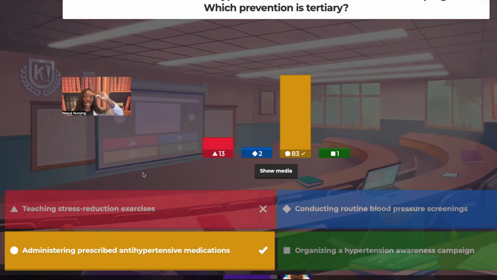Let me tell you, if it's education or it's vaccines, I'm telling you right now, off rip, you don't even have to think about it. It's going to be primary, okay? Education or vaccine, primary.